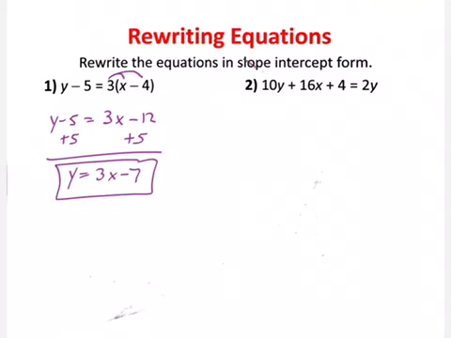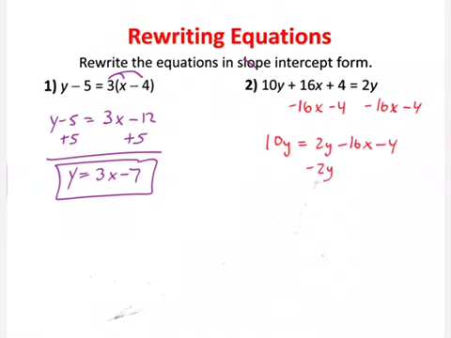This time we want to write this in slope-intercept form. Well, this one's a little bit trickier. We're going to get our y's on one side, everything else on the other. So to do that, let's just go ahead and subtract the 16x and the 4 to the other side, just so I can keep y on the left. So I've got 10y equals 2y minus 16x minus 4.